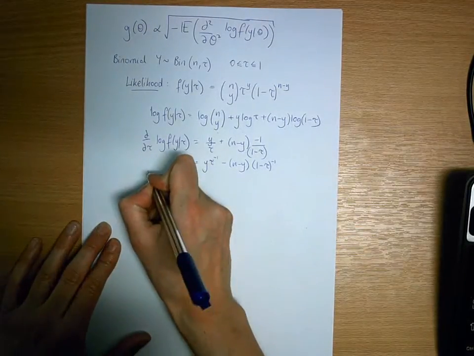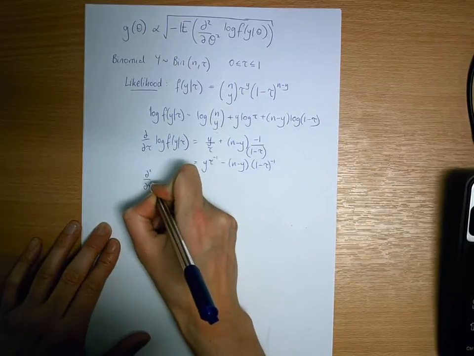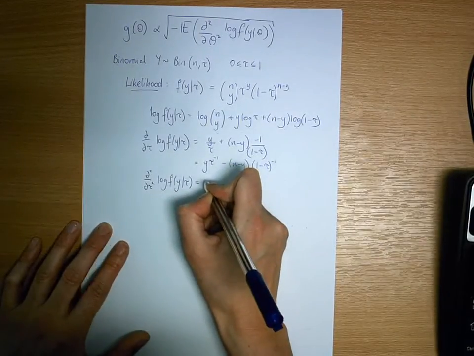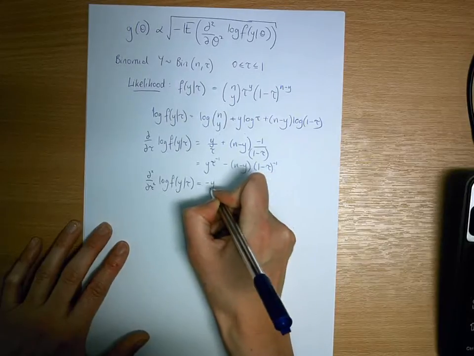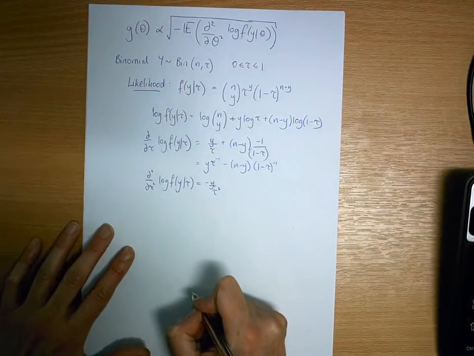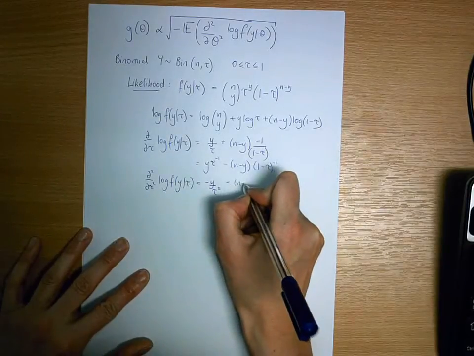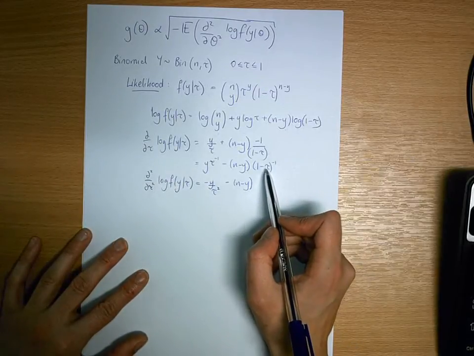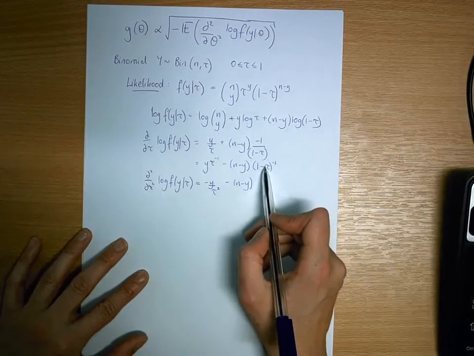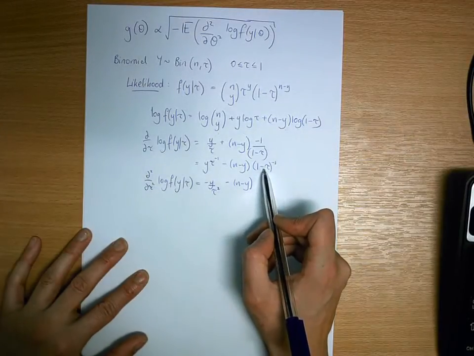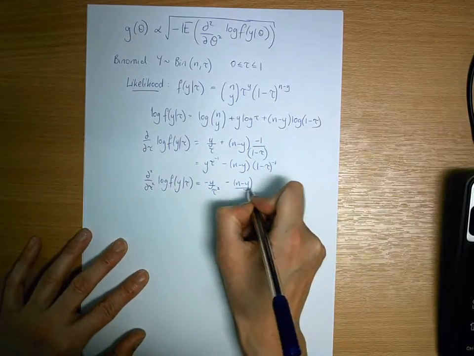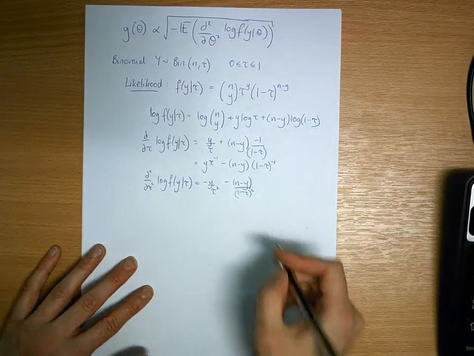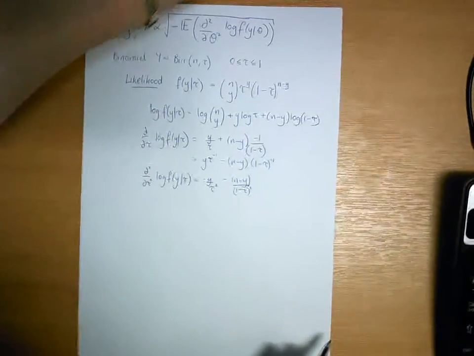Because you have to differentiate it again with respect to tau. So d squared by d tau squared of log of f of y given tau is equal to minus y over tau squared minus n minus y, and then this is where you have to track all your minuses. You get a minus 2, so multiplying this by minus 1, and then a minus 1 in here, so it becomes a plus, 1 over 1 minus tau squared. Let's zoom in on this a bit just so you can see.